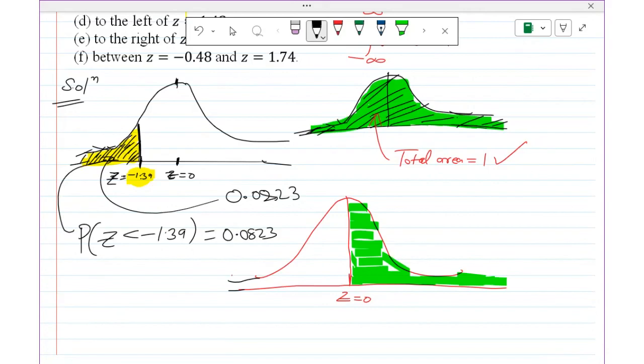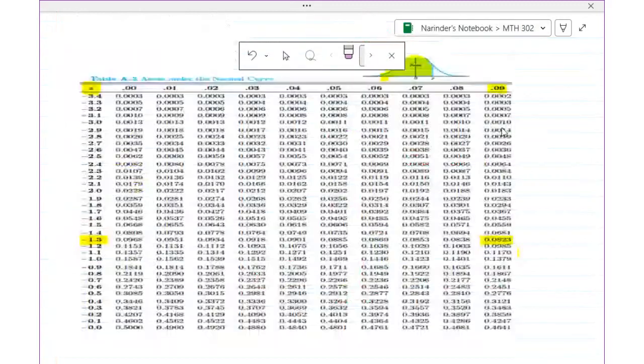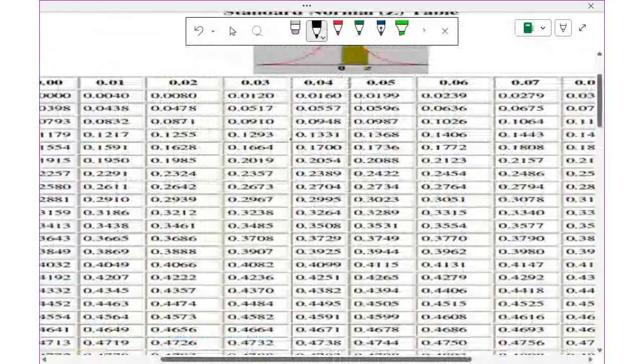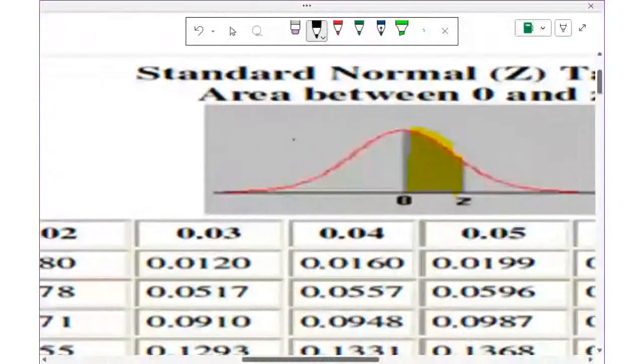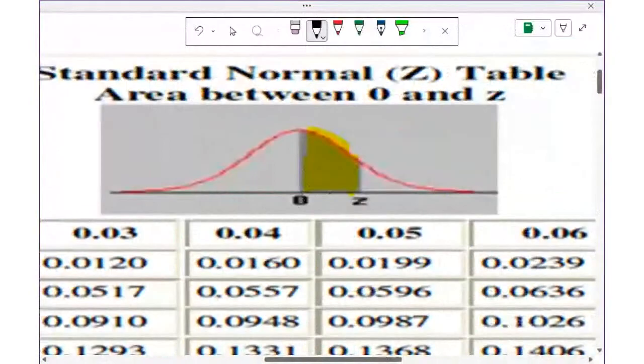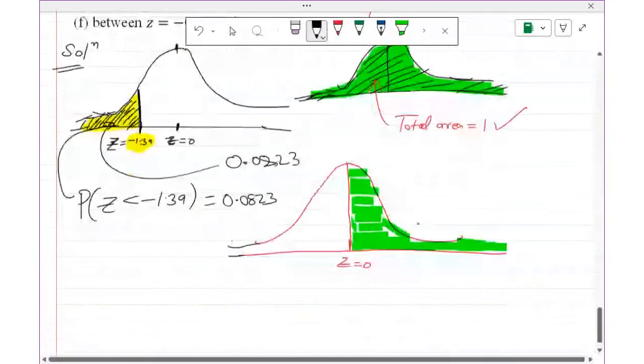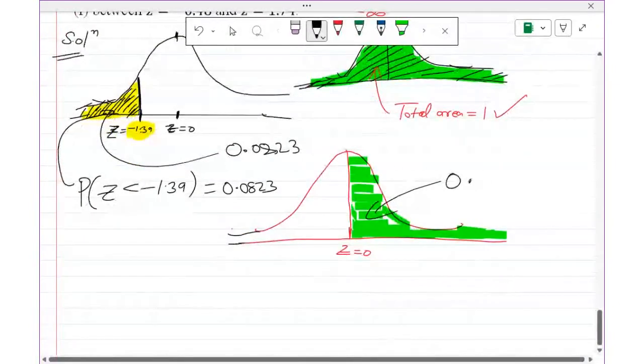Now I am saying I will use the second table. In the second table, what are we given? We are given only the area from 0 to the z value. Now we have to find the area to the left side of minus 1.39. But before doing this, I have to tell you one more thing. I have told you till now that on one side it is 0.5 total.